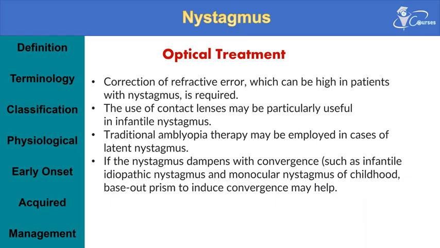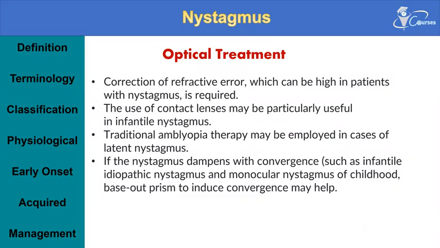So how to refract them? Using retinoscopy, Dr. Hager. Using the retinoscopy, this can be done to refract those patients. Okay, so if the nystagmus dampens with convergence, as I told you, we can use a base-out prism to induce convergence. This might help for those patients.